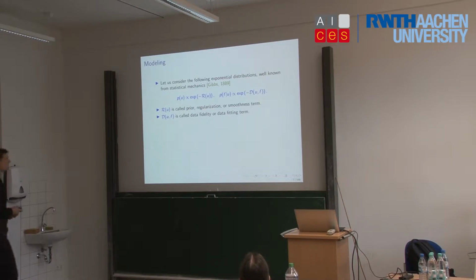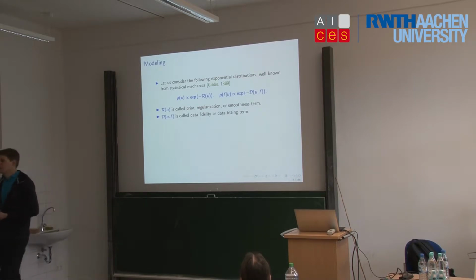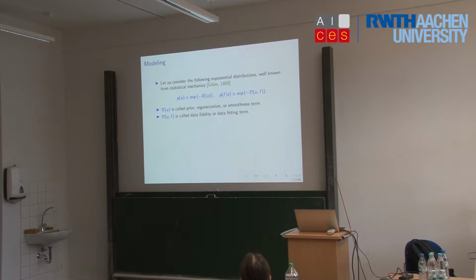So in the statistical approach, P of u is called a prior distribution, but when we talk in terms of the energy, R of u, we are talking about a regularization term or smoothness term. And for the data likelihood, similarly, this is the statistical way, and when we talk about this D here, it's called the data fidelity or data fitting term.